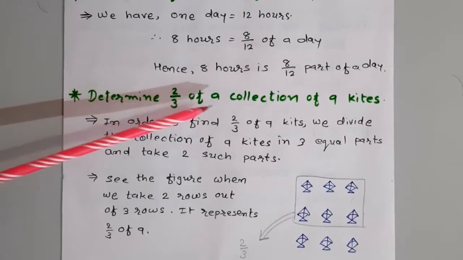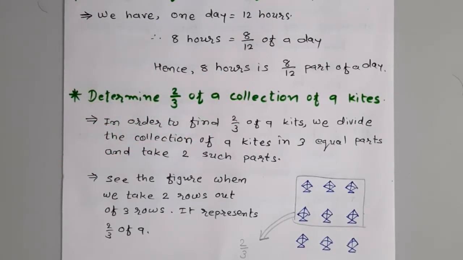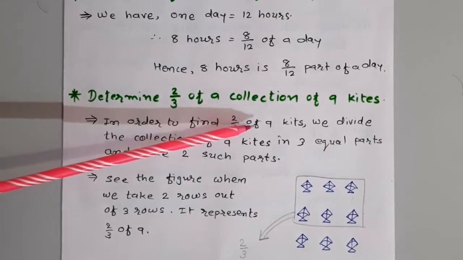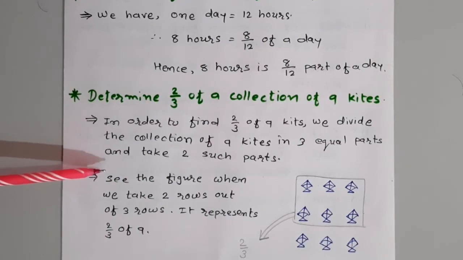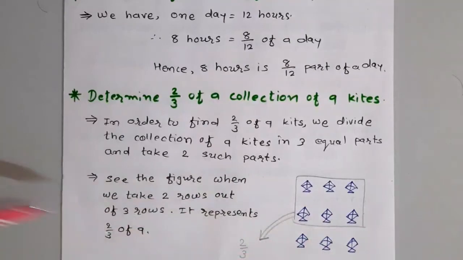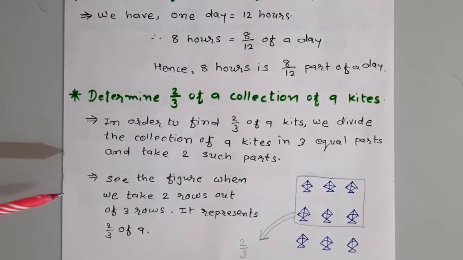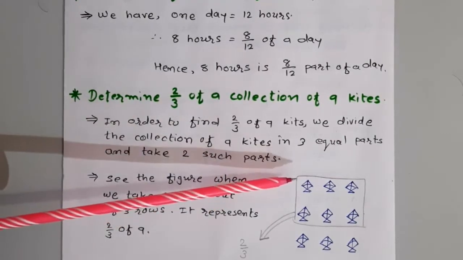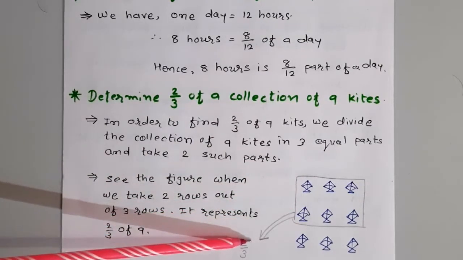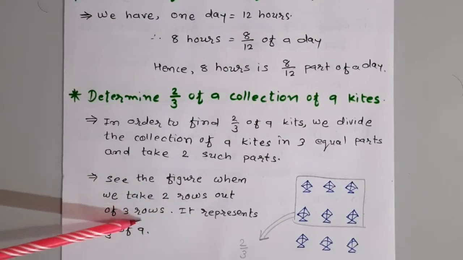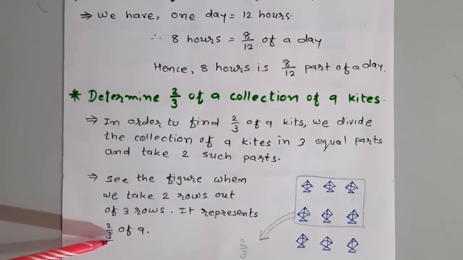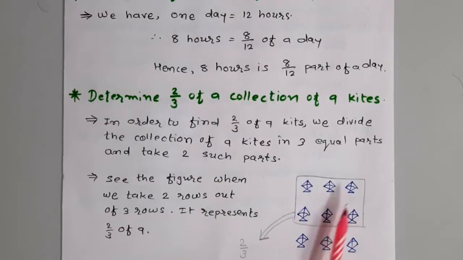Determine 2 upon 3 of a collection of 9 kites. In order to find 2 upon 3 of 9 kites, we divide the collection of 9 kites into 3 equal parts. You can see that 1, 2 and 3 equal parts. And out of these 3 equal parts, take 2 such parts. You can see that I take 2 parts out of the collection. See the figure, when we take 2 rows out of 3 rows, it represents 2 upon 3 of 9. So 2 upon 3 of 9 is equal to 6. 1, 2, 3, 4, 5, 6.